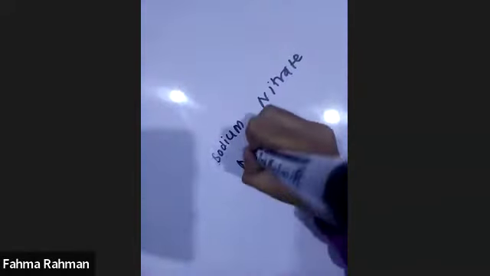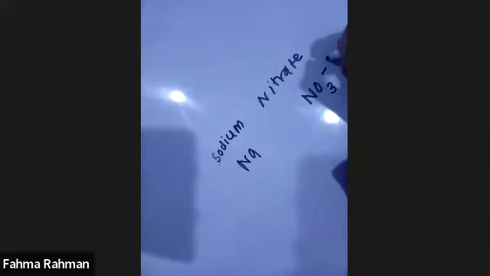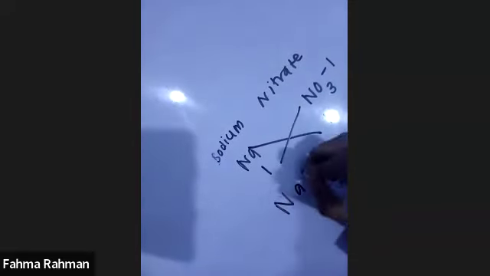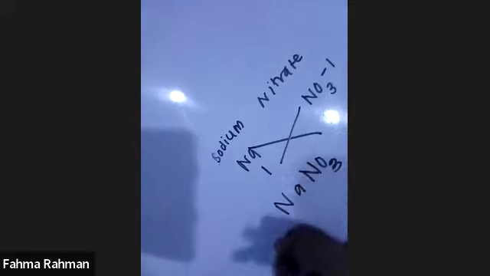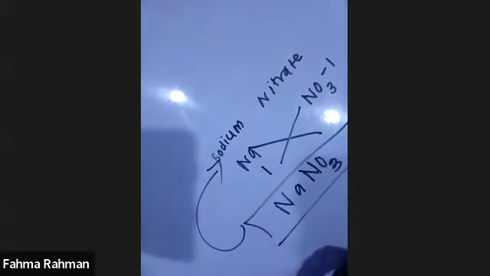So sodium is Na, nitrate is NO3 minus, which is 1, right? So the valency of sodium is also 1. Valency of nitrate is also 1. You cross it, NaNO3. This is the chemical formula for sodium nitrate. I hope you all understood what we did till now.